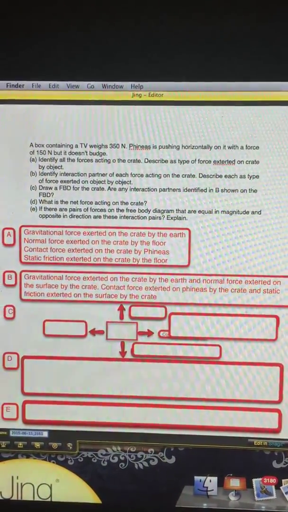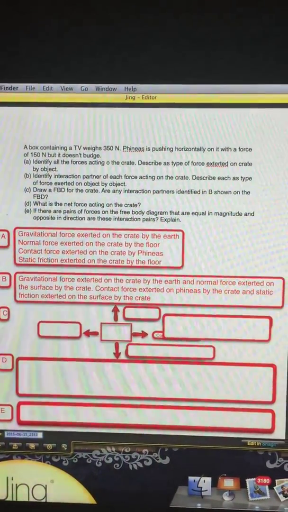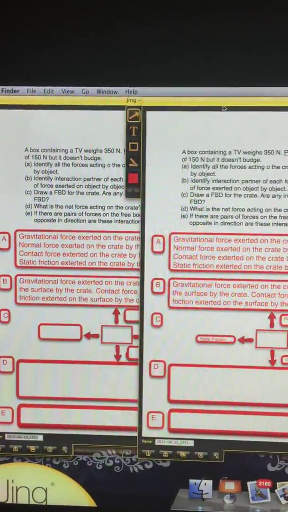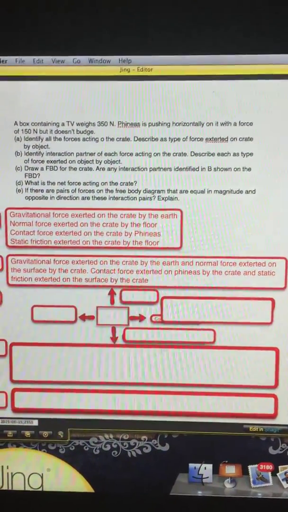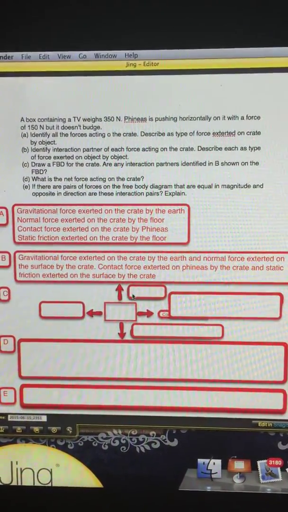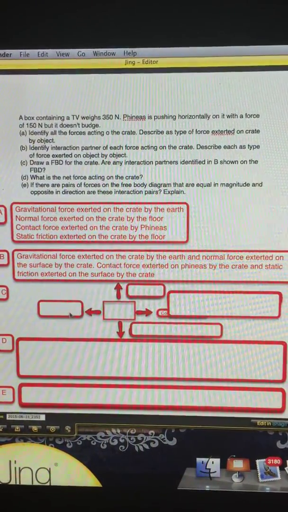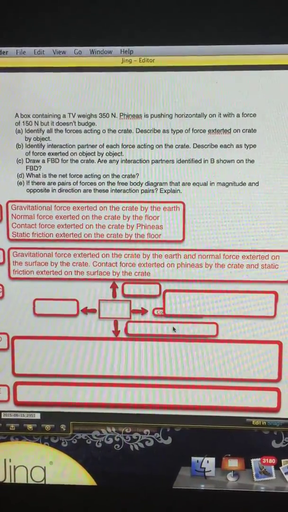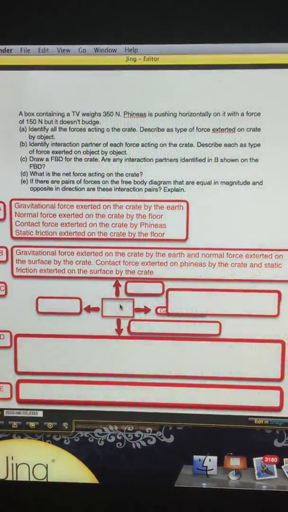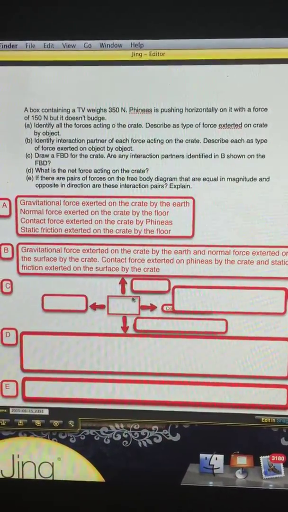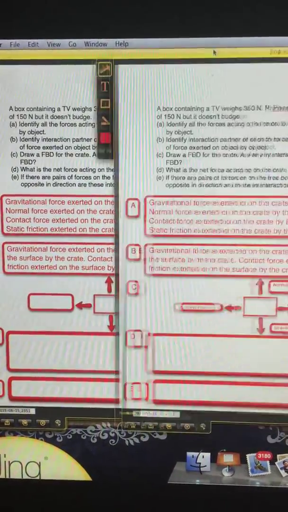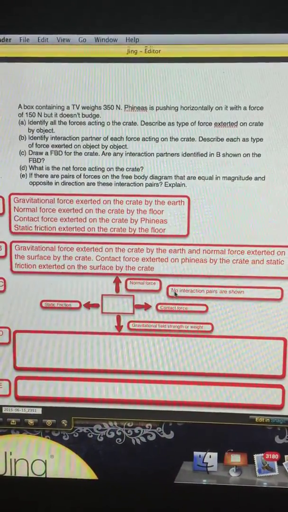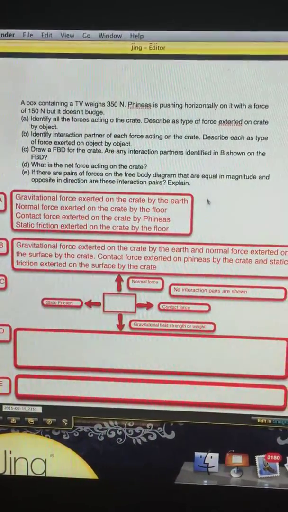And part C wants me to draw a free body diagram for the crate, and asks whether any interaction partners identified in B are shown on the free body diagram. And so you have the normal force would go here, the static friction would go here, the contact force would go here, and the weight or the gravitational force would go here. And this is the box, or the crate. And once we have all that drawn, there it is. And no, the interaction pairs are not shown.